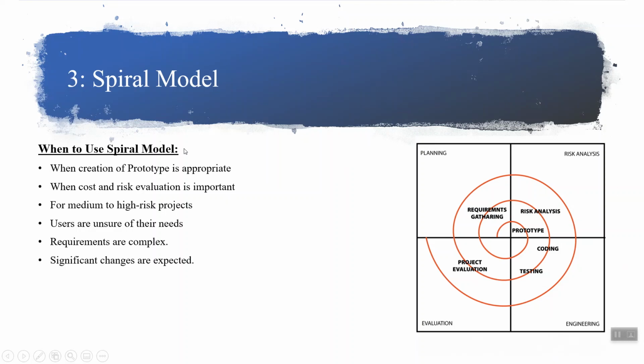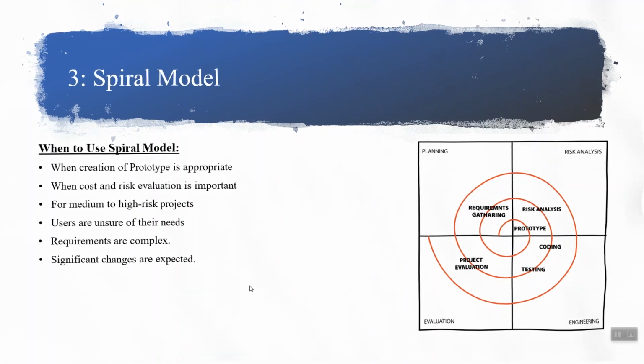Also, when to use the spiral model: when creation of a prototype is appropriate, when cost and risk evaluation is important, for medium to high risk projects, when users are unsure of their needs, requirements are complex, or significant changes are expected. Then we can use the spiral model.